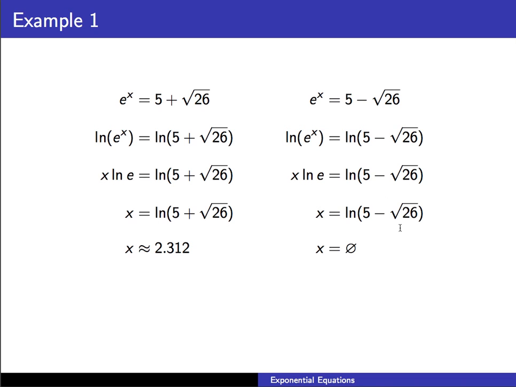Now, 5 minus the square root of 26 is a negative result. So this is an extraneous solution to our problem. However, over here, natural log of 5 plus the square root of 26 is about 2.312. That is our answer for this problem. x is approximately 2.312, or the exact answer for x is the natural log of the expression 5 plus the square root of 26.